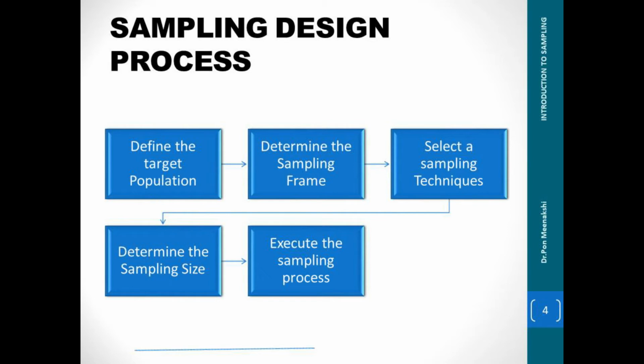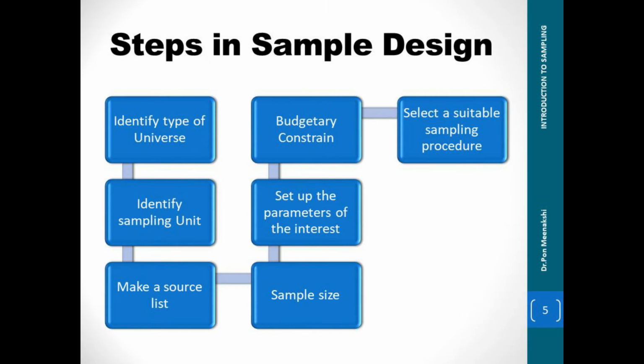Number 1, to whom we are collecting details: the target population. Next is to determine the sampling frame. Third, the sampling technique. Fourth, how much sample we are collecting and how we are going to collect it. So all these points together are called the sample design process. The next slide is about steps in sample design.